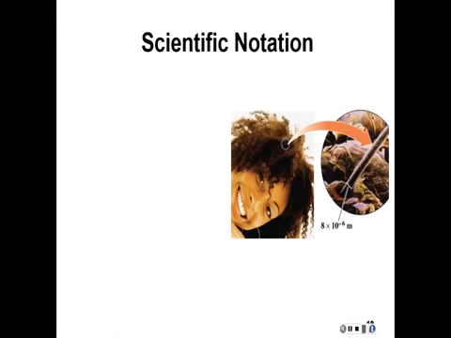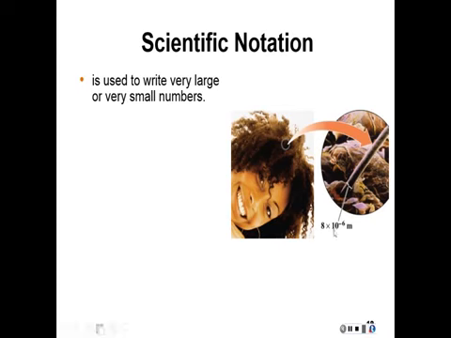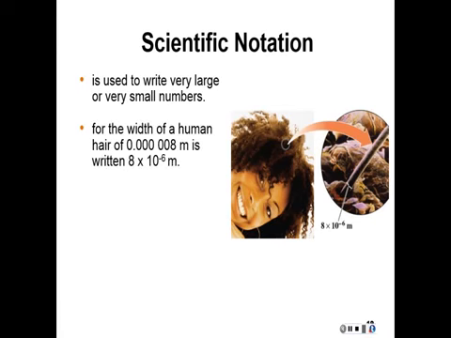Next topic, scientific notation. It's used to write very large or very small numbers in a nice compact format. And you can see over here on the side, here's an example of it. You might remember how to do this. Here's an example here. I'm going to go through this in the next slide. Can you read how much these numbers are? So the first one, that's going to be 8 millionths of a meter.